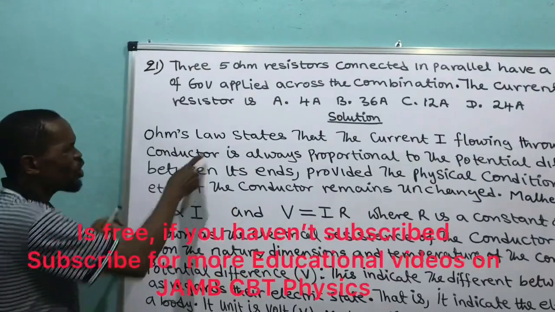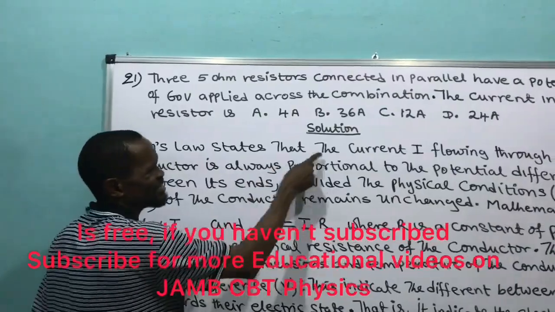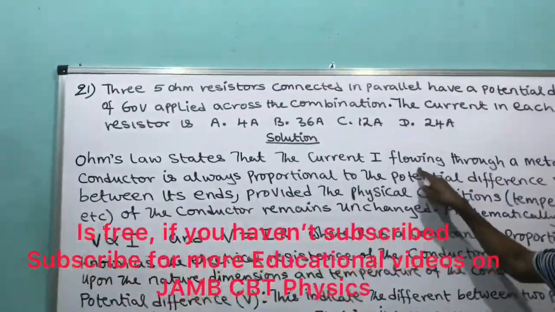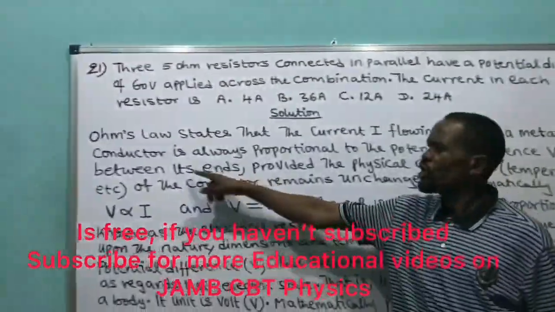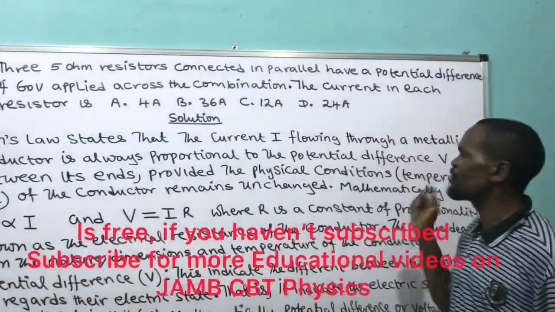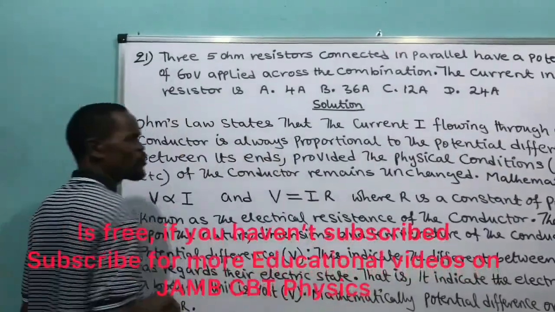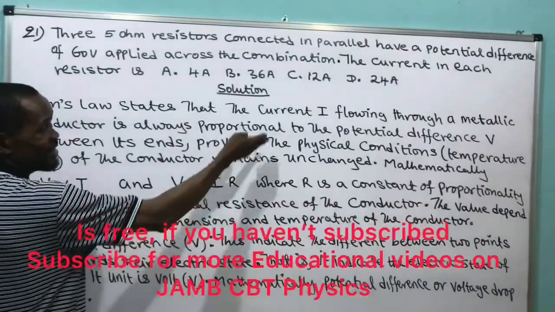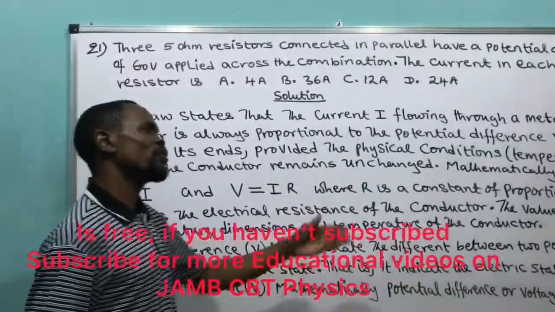Solution. Ohm's law states that the current I flowing through a metallic conductor is always proportional to the potential difference between its ends, provided the physical condition is constant. What is the physical condition we are talking about?